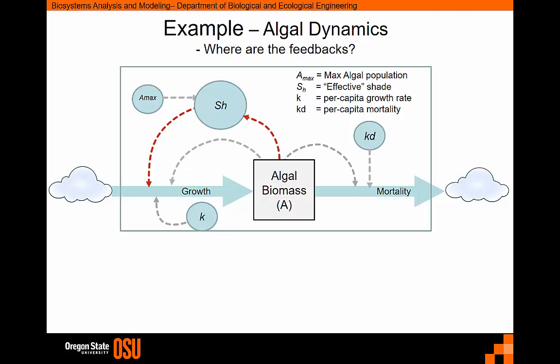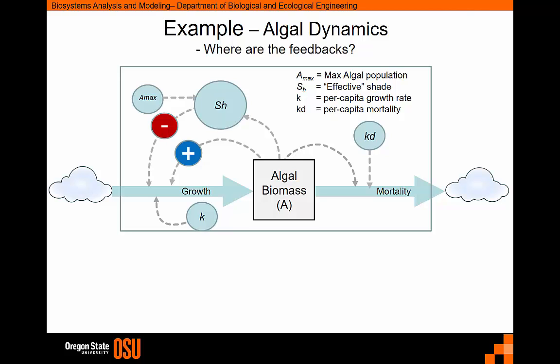Remember, positive feedback loops tend to speed up rates of change. Negative feedback loops tend to slow down rates of change. In this case, the direct feedback loop is positive and left unbalanced would cause runaway growth of algae. The indirect feedback loop via shading is a negative feedback loop, preventing the runaway growth and subsequent system crash.